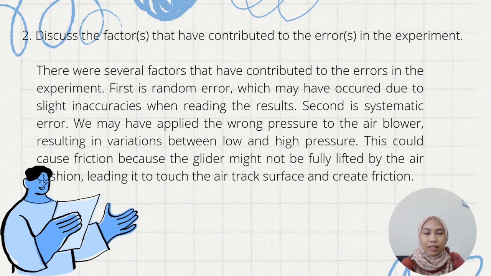Second, discuss the factors that have contributed to the errors in the experiment. There were several factors that have contributed to the errors in the experiment. First is random error, which may have occurred due to slight inaccuracy when reading the result. Second is systematic error. We may have applied the wrong pressure to the air blower, resulting in variation between low and high pressure. This could cause friction because the glider might not be fully lifted by the air cushion, leading it to touch the air track surface and create friction.